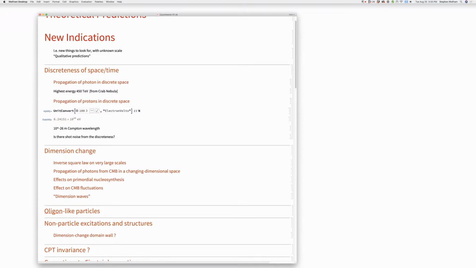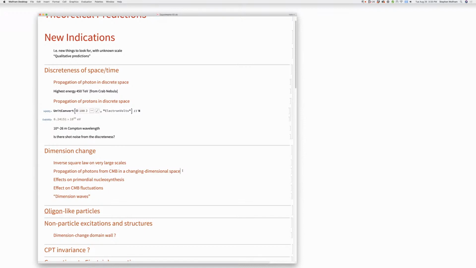Well, what we know is that in a network we can see what a dimension wave would be like. And the question is, I feel like this business about propagation of photons in a changing dimensional space is absolutely computable. Let's just do that computation. Let's just figure that out right now.